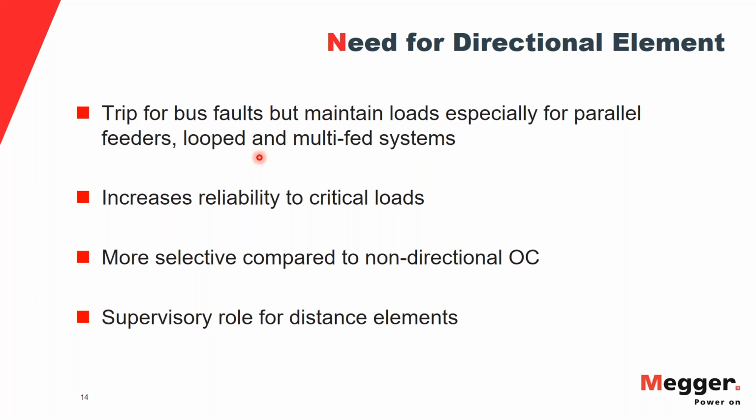It's also a better scheme for your looped network, which is also called a ring network, and for your multi-fed systems, meaning that you have more than one generation source feeding a ring network or a parallel feeder. So in those cases, implementation of 67 has proven to be better compared with 51. As we see, it increased the reliability to critical loads. So in your system, whenever critical loads are present, it's always advisable to have a 67 element protecting those critical loads. It's also more selective compared to the non-directional overcurrent that we saw in the example that I gave.